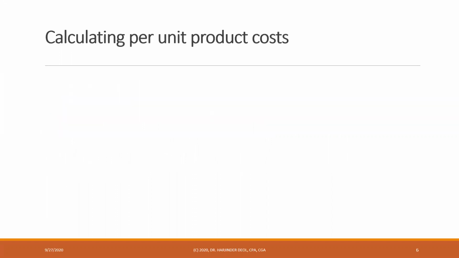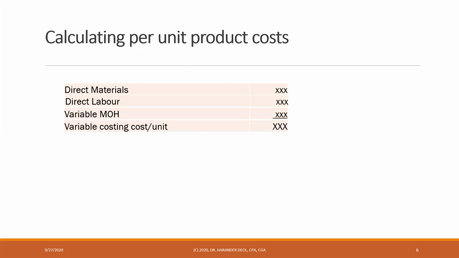So when we are calculating the per unit product cost, the direct material and direct labor is always part of the product. Nobody is disputing this. Same idea applies to your variable manufacturing overhead as well. So direct material, direct labor, and variable manufacturing overhead is always product cost. Nobody is disputing that. The dispute is with regards to your fixed manufacturing overhead and how that should be treated, whether it should be part of the product or not.